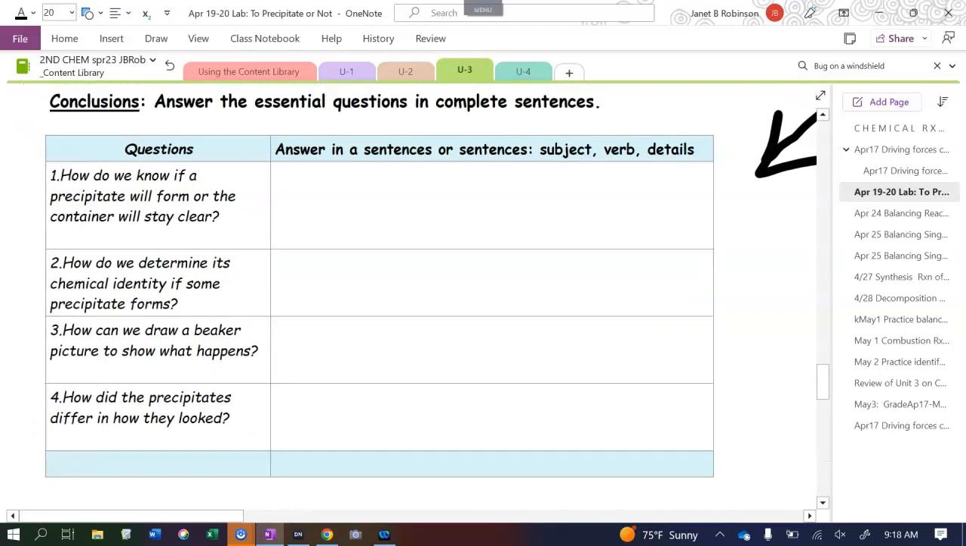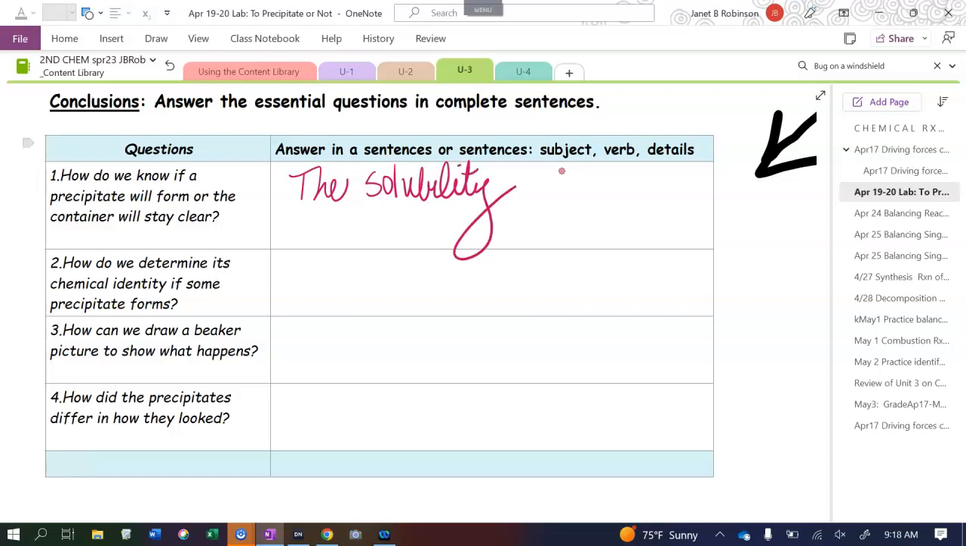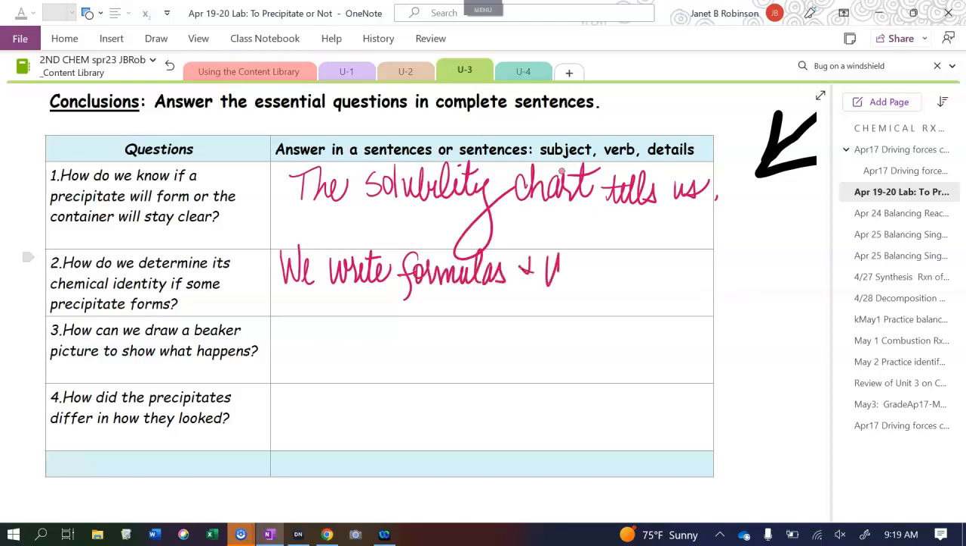How do we know if a precipitate will form or the container will stay clear? The solubility chart tells us, right? We don't have to know it. We just look at the chart. On the last test, you were awfully good at reading the solubility chart. How do we determine its chemical identity if some precipitate forms? We write the formulas and then look up the compound on the solubility chart, right?